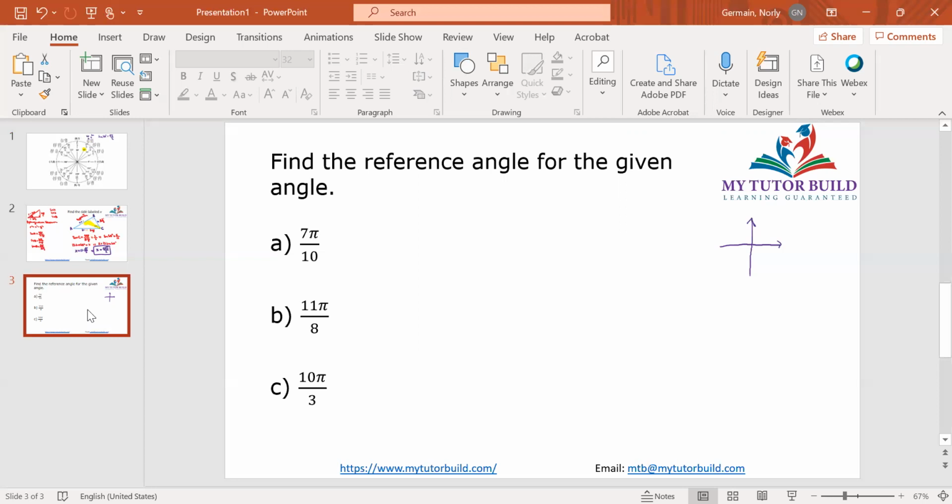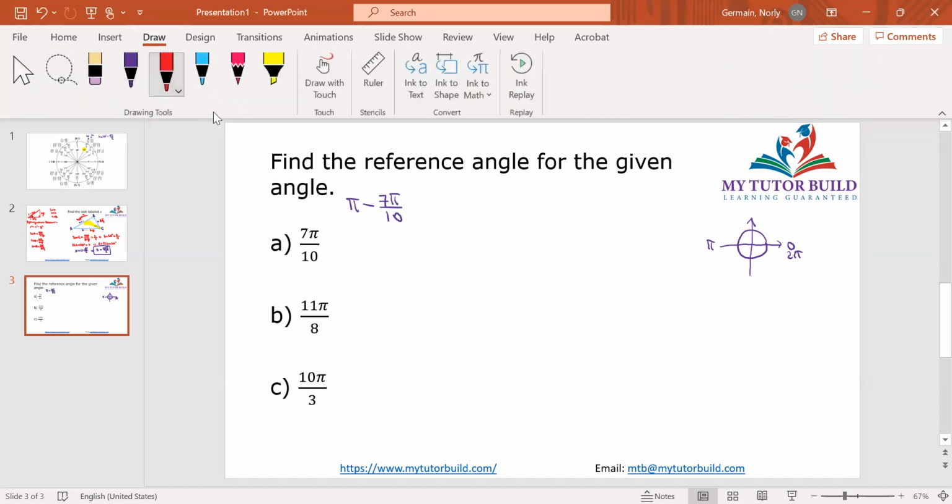So for this one, we're going to subtract from pi. Remember, pi is on the x-axis. On the unit circle, you have 0, pi, and 2 pi. Would you subtract from pi or from 2 pi? 2 pi is too far. Because 7 is less than 10, we assume it is in the first or second quadrant, so we're going to subtract 7 pi over 10 from pi.